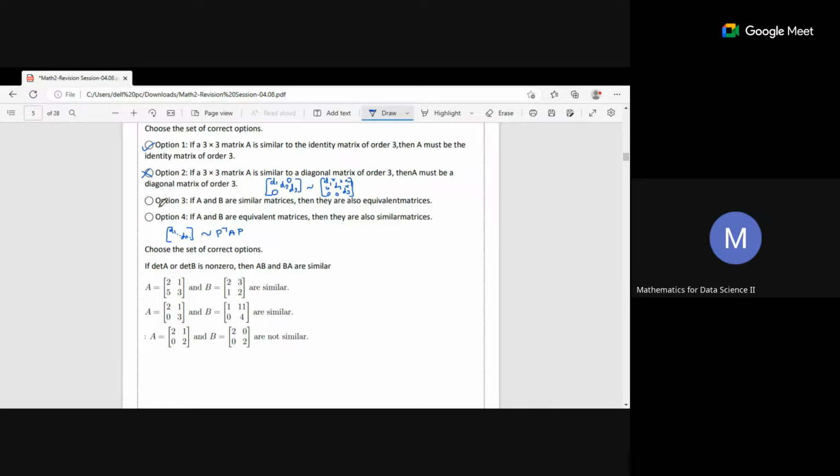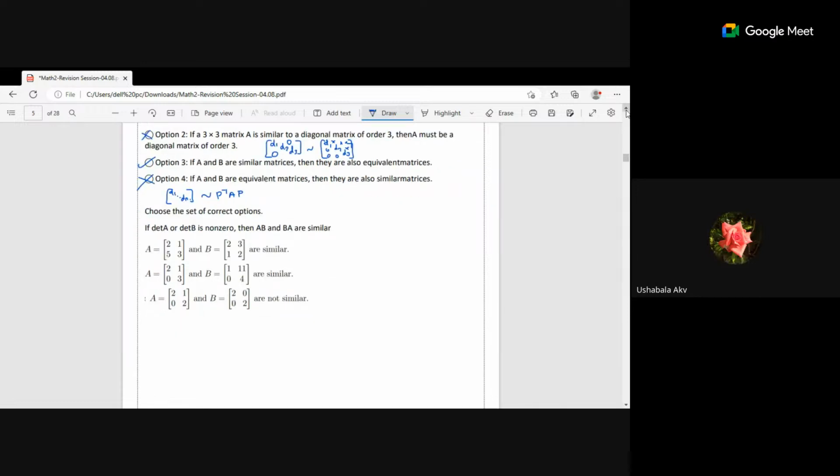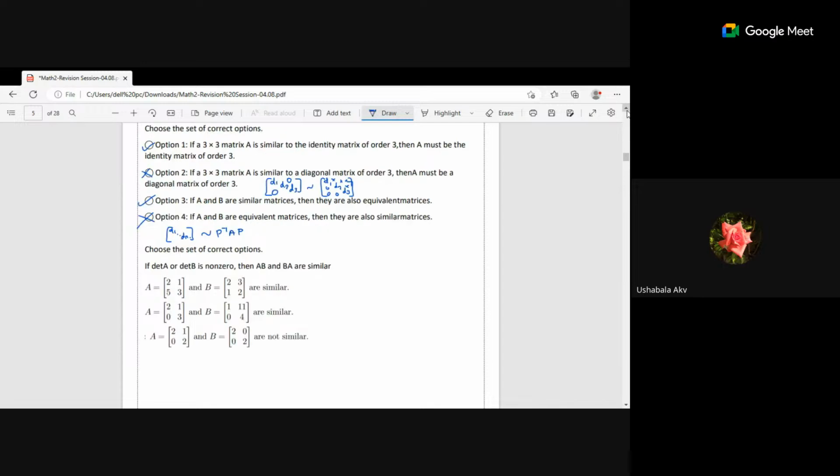Okay. Fine. If A and B are similar matrices, then they are also equivalent matrices. Is this true? Yeah. If A and B are equivalent matrices, then they are also similar matrices. False. Okay. Next, two matrices can be similar only if they are square matrices. The very basic condition is that they should be square matrices. Only for square matrices, similarity is defined.